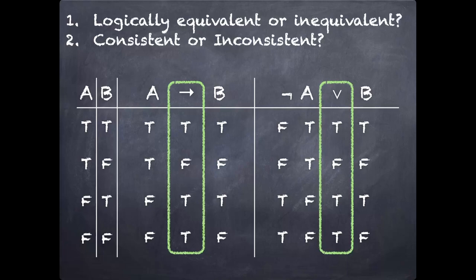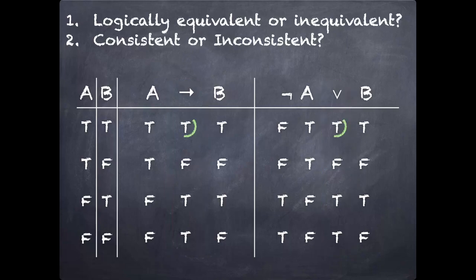And in this case, we see, again, these two expressions are logically equivalent. If there was any line where they differed in their truth value, we would know they were inequivalent or not equivalent. What if we want to know, are these expressions consistent? Well, what we have to do here is look at whether there is any row where both expressions are true. And there are several rows like that, right? But we only need one to know that they're consistent. So this tells us that they are consistent.